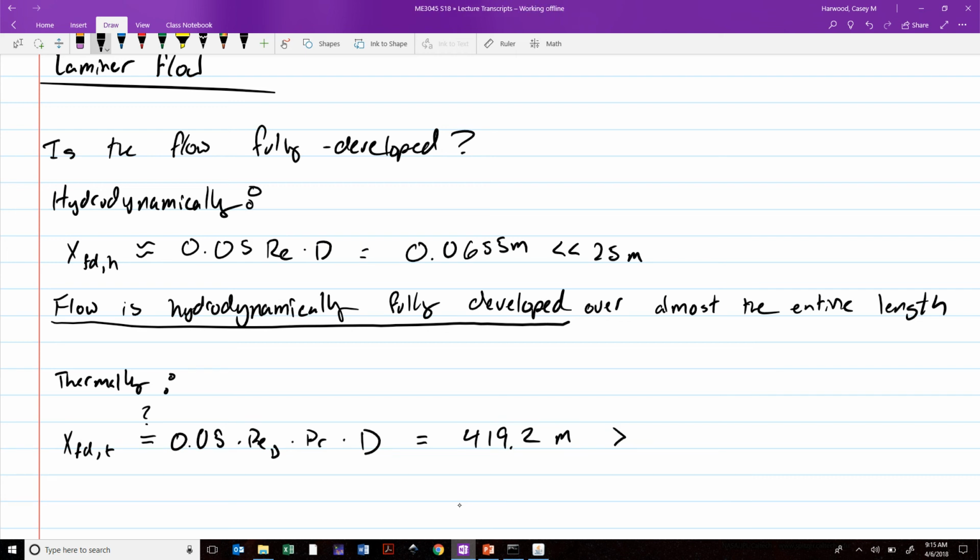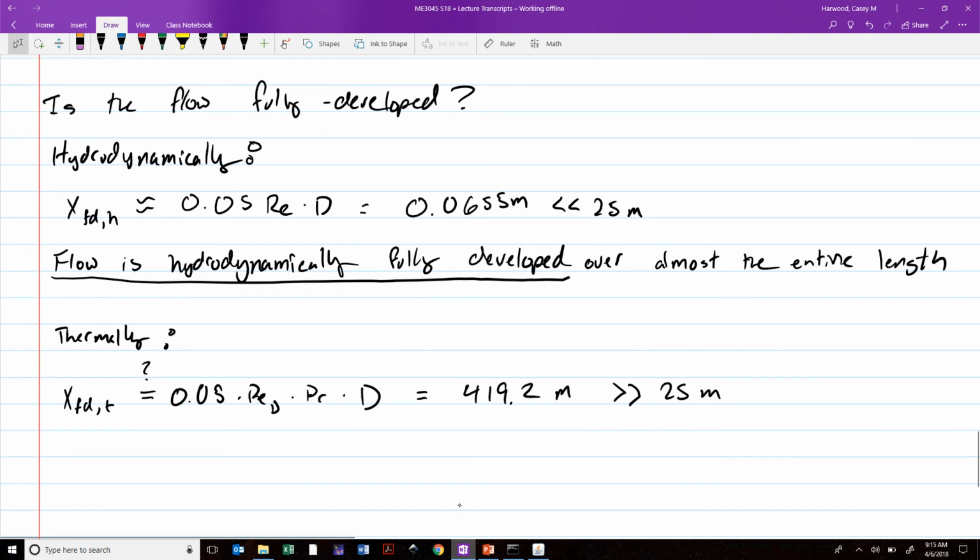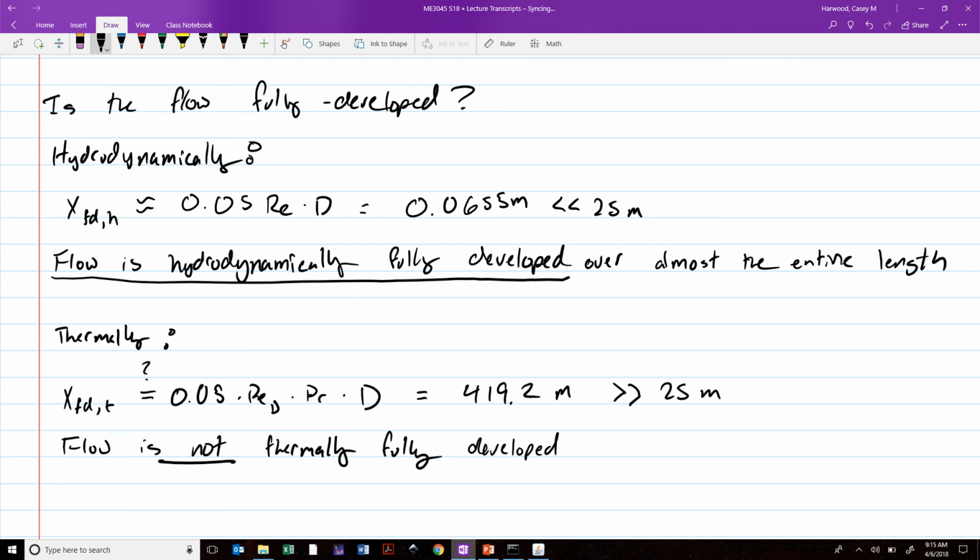Which in this case is much larger than the 25-meter length of the pipe. Which means the flow is not thermally fully developed. So we're dealing with an entry flow, a thermal entry flow.